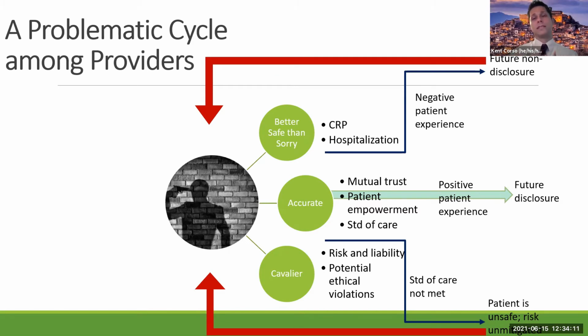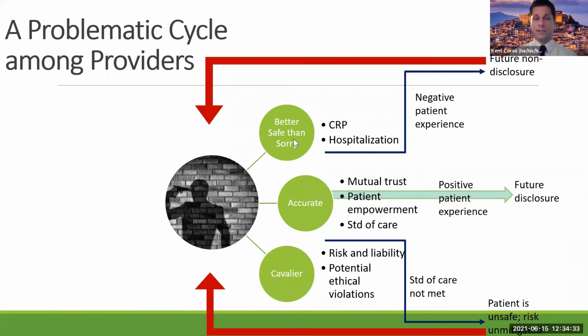And so does that mean we hate the inpatient community? Of course not. But what it does mean is that if it's leading to a negative patient experience, which then leads to future non-disclosure, if they have a negative experience, guys, they're not going to tell us in the future when they're struggling. And so follow this red line. We're just maintaining the population risk.